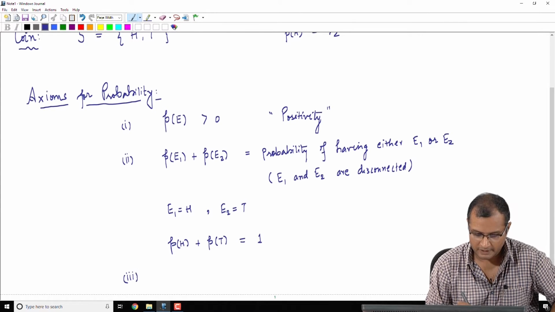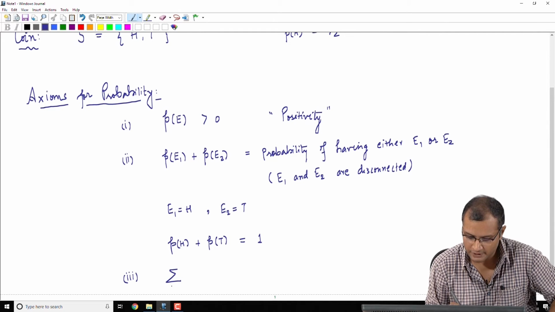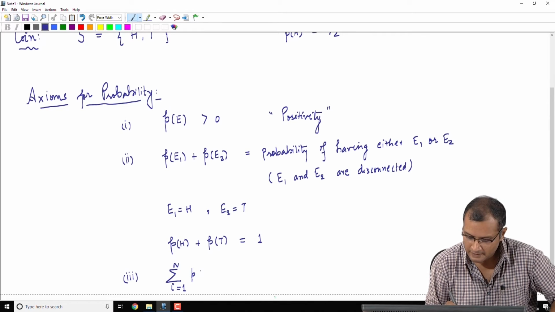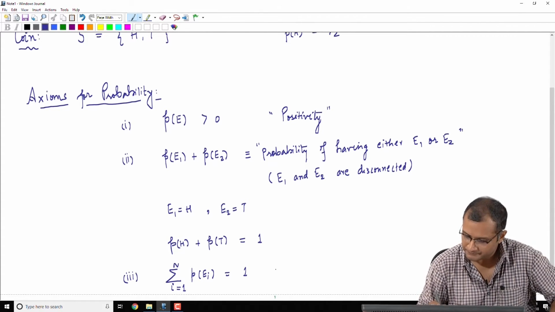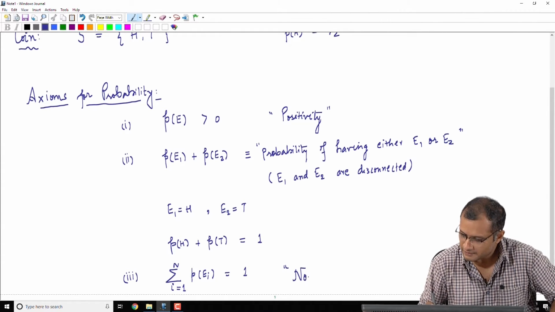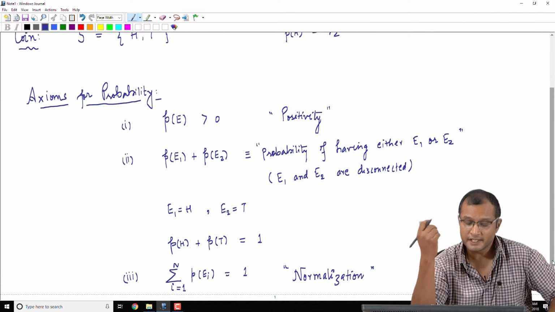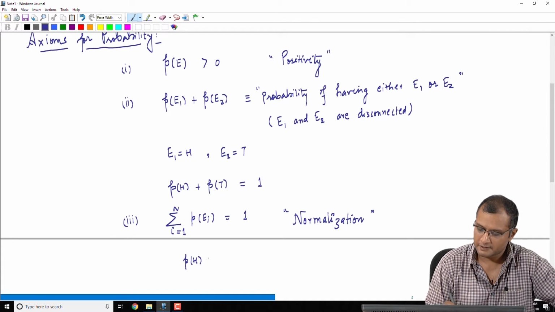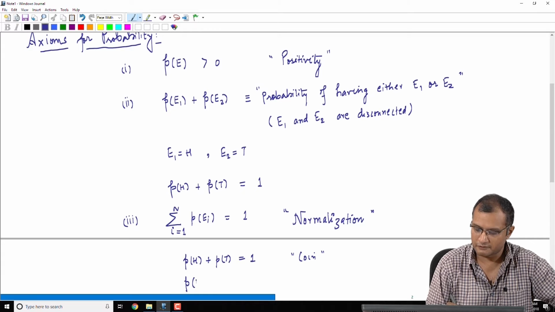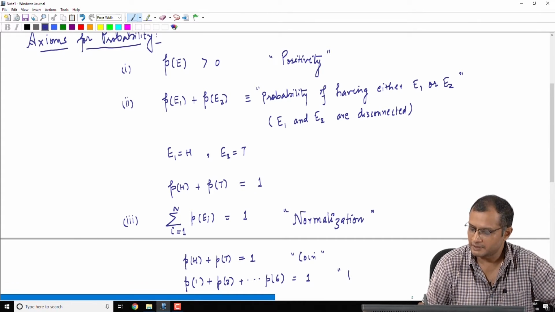The third important axiom of probability is that it is always normalized, which means if I have a set of events E1, E2 all the way to En, then these probabilities sum up to 1. This is a very important condition on probability, that your probability is normalized. So, this is called the normalization condition on probabilities. In the case of coin tosses, I know the probability of a head plus the probability of a tail is equal to 1. And for the die you know the probability of 1 plus the probability of 2 all the way to the probability of 6 will add up to 1.